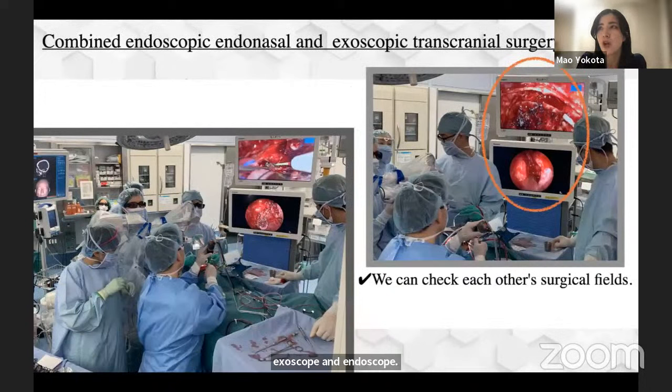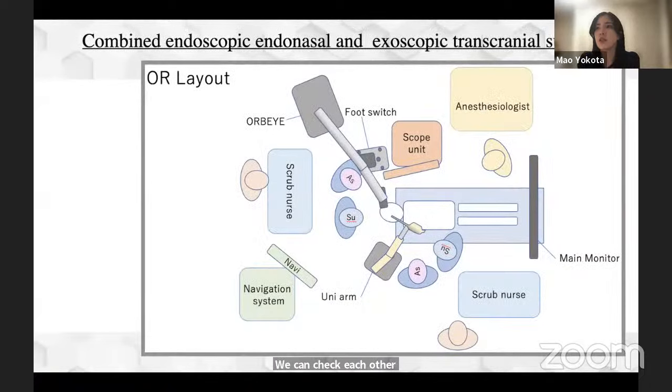Here is a picture of the combined exoscope and endoscopic approach. We can check each other's monitors. This is a schema of the layout of this approach. There are two teams of neurosurgeons and two scrub nurses.